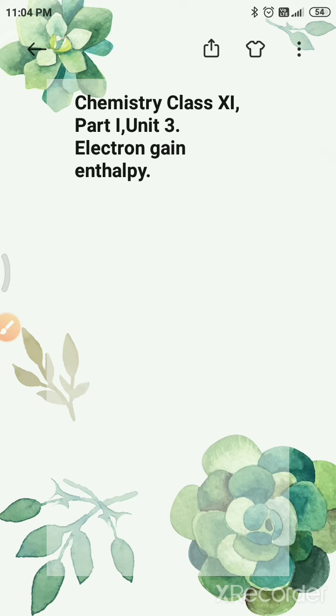I hope everybody has understood this electron gain enthalpy.